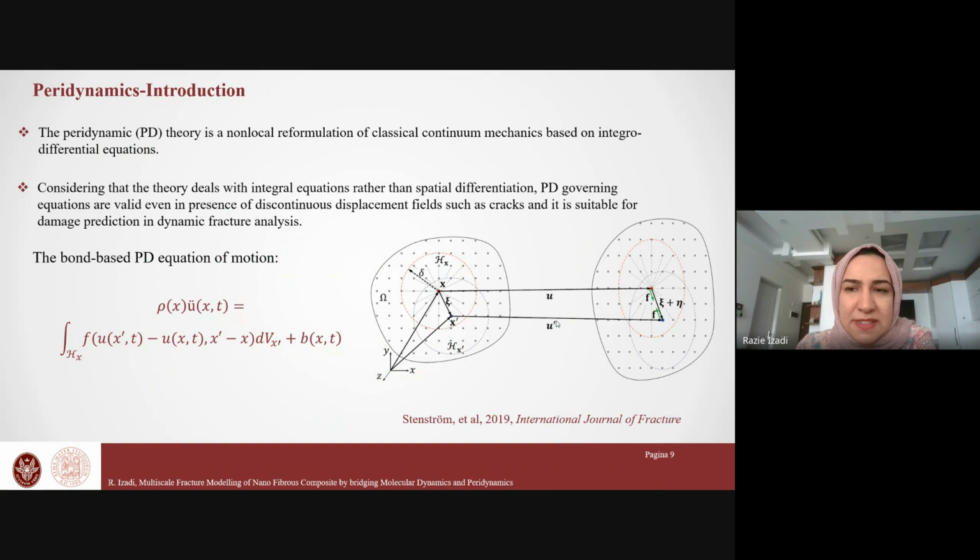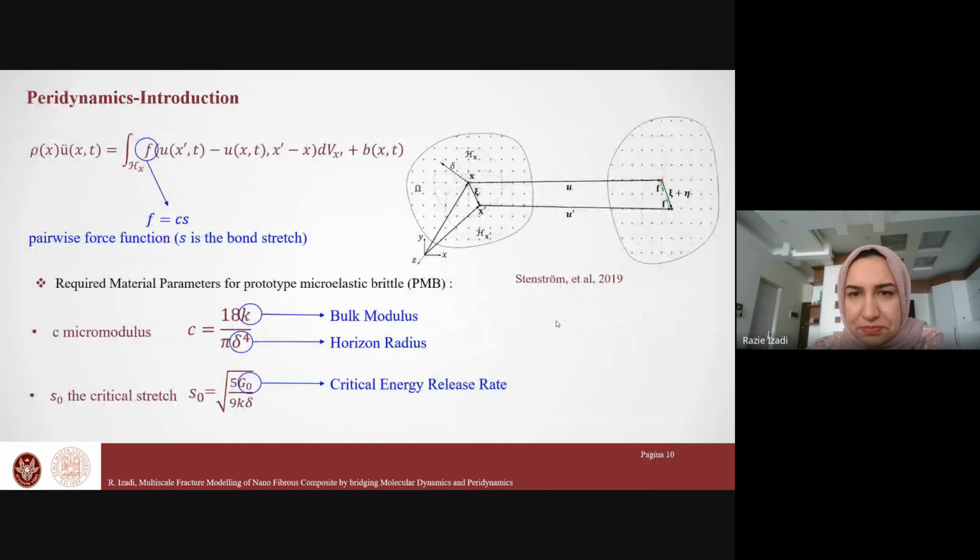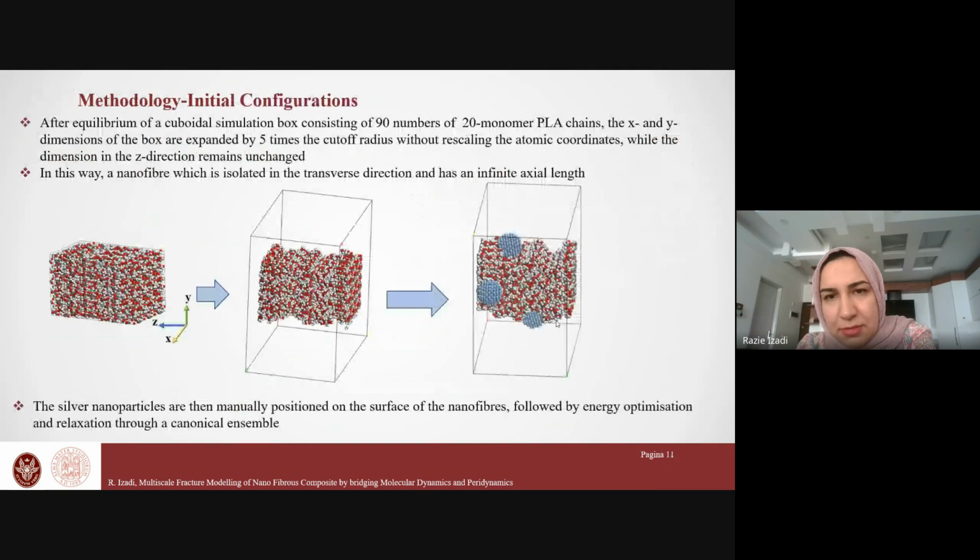And we use the bond-based version of the peridynamic theory, in which each material point in the body interacts through a bond with its neighbor points, within a finite neighborhood that is called the horizon. For bond-based PD, there are two material parameters that play the role of constitutive parameters. C is the micromodulus. It represents the bond elastic stiffness, and S0 is the critical stretch. That's when a bond stretches beyond this value, it is considered broken, and the force in that bond becomes null. And these two material parameters are going to be determined from these equations and from the MD simulations.